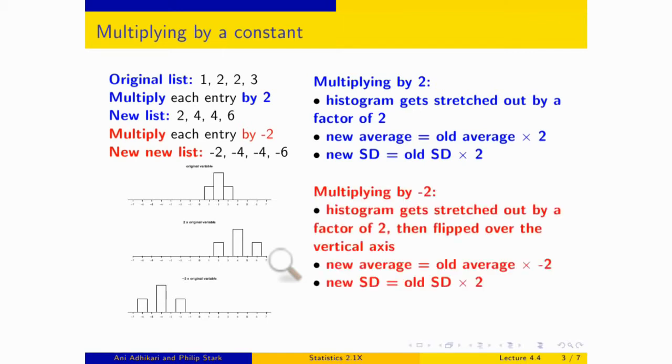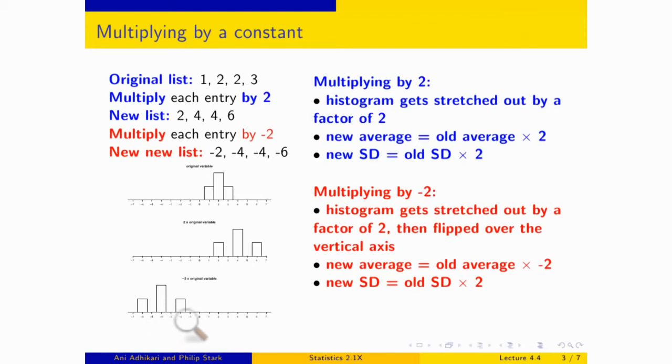When you multiply by a negative number, then certainly your old balance point of 2 has now become a balance point of -4, and so your new average is your old average times -2. The new SD: compare the third histogram to the second, these have exactly the same spread. The new SD is the old SD times 2, not times -2, because it is simply a measure of how far off the numbers are from their center.